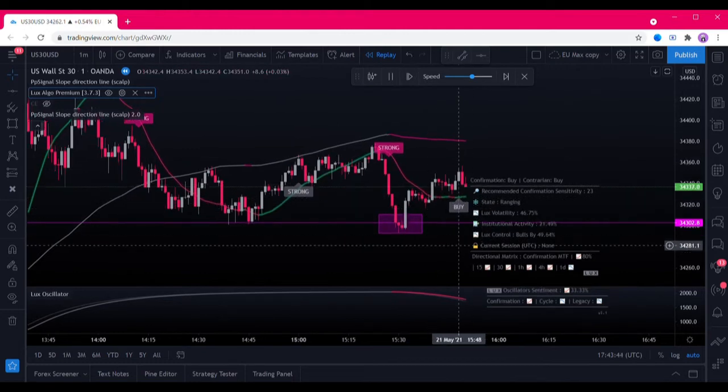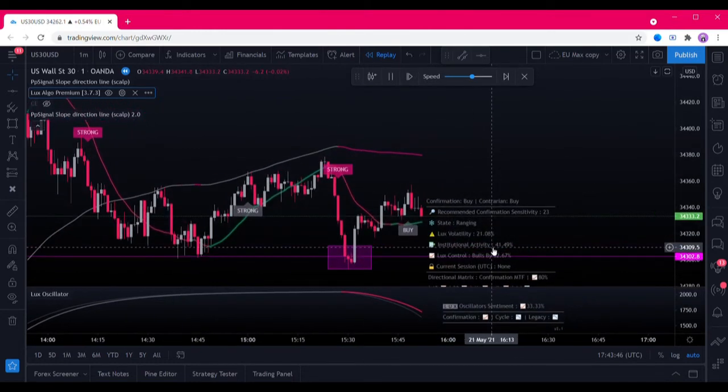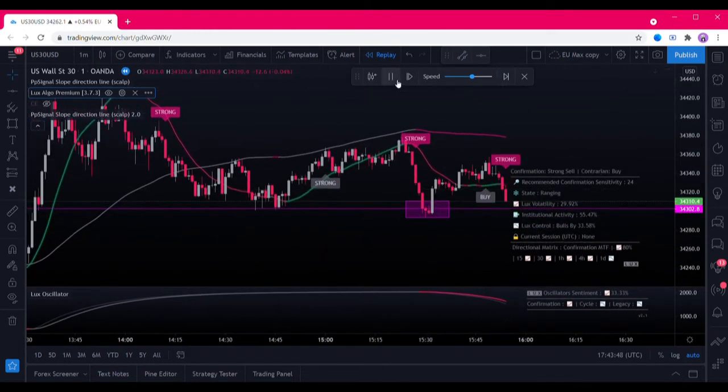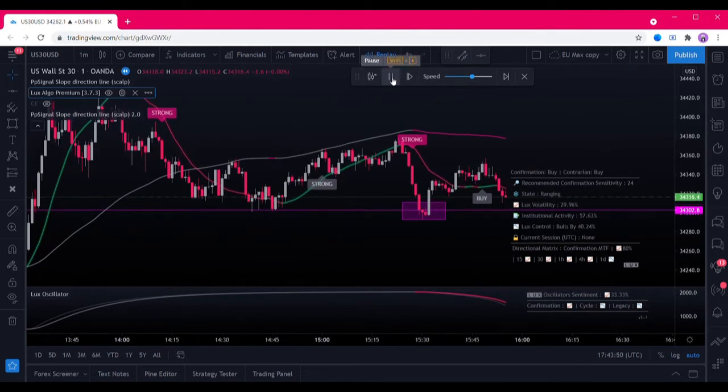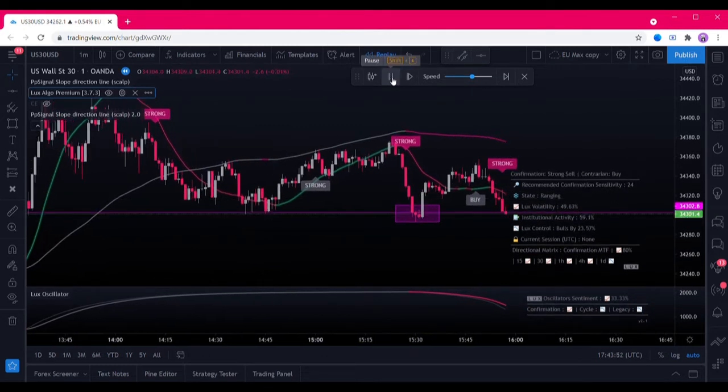We got a buy. So now we're expecting another sell. So once this sell happens, we will set up for the next trade. Okay, that was a false one. And here's the real one. So we have a sell right here.